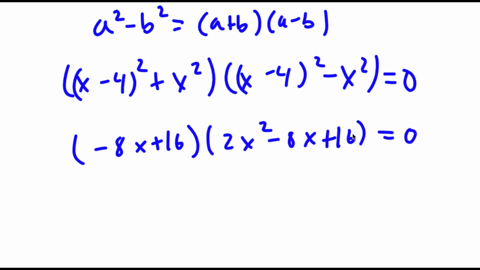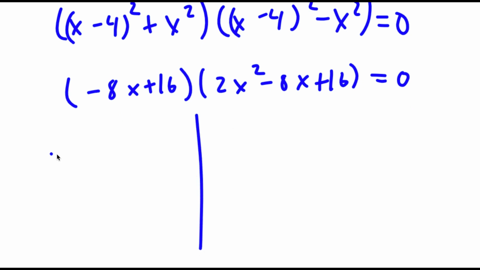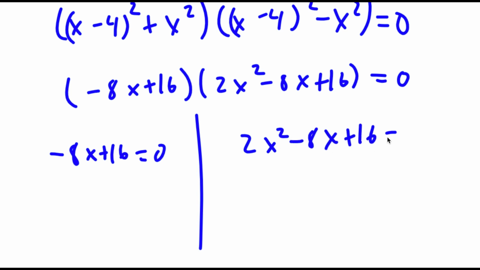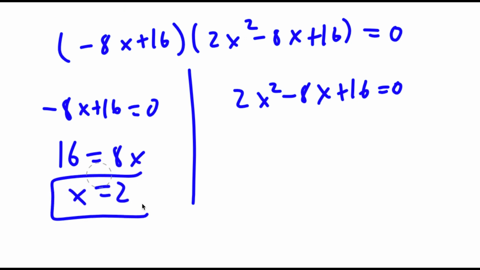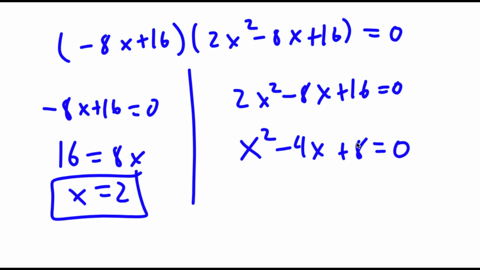is equal to 0. So this gives me two equations. I have negative 8x plus 16 is equal to 0, and I have 2x² minus 8x plus 16 is equal to 0. So for negative 8x plus 16 equals 0, I get 16 is equal to 8x, meaning x equals 2. So this is one solution. And for 2x² minus 8x plus 16, if I factor out 2, I get x² minus 4x plus 8 is equal to 0.